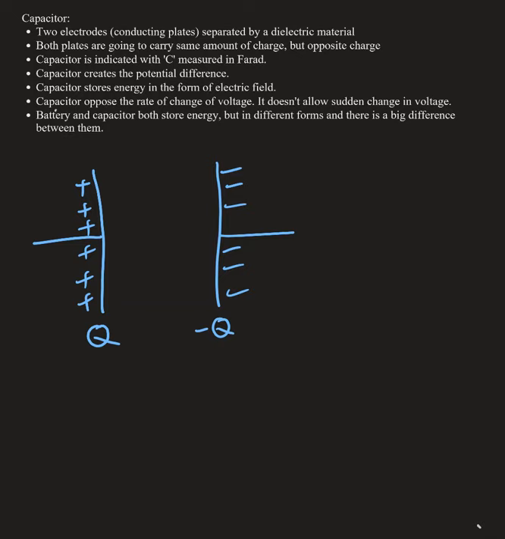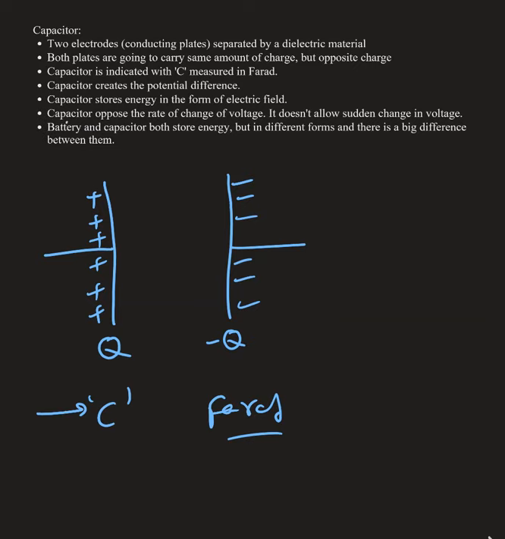Now, capacitance is indicated with C and measured in farad. The unit is named after Michael Faraday, who lived from 1791 to 1867. He was an English scientist who studied electromagnetism.